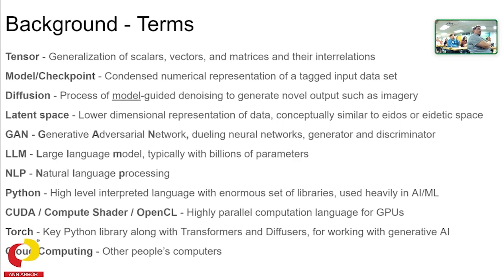And there are different versions of those. So for Stable Diffusion, there's the 1.3 model or checkpoint, the 1.4, the 1.5. At the end of the day, as far as a user is concerned, it's a file. Diffusion is a process of model-guided denoising to generate novel imagery.